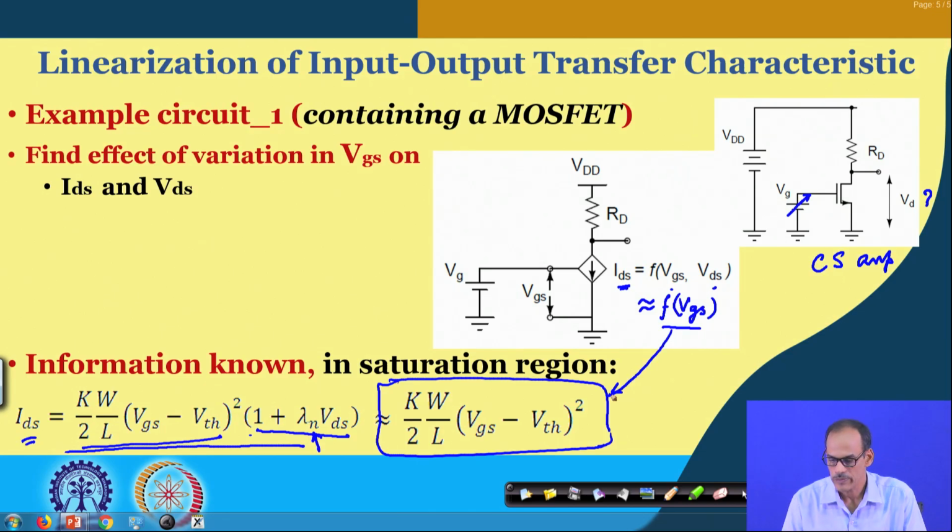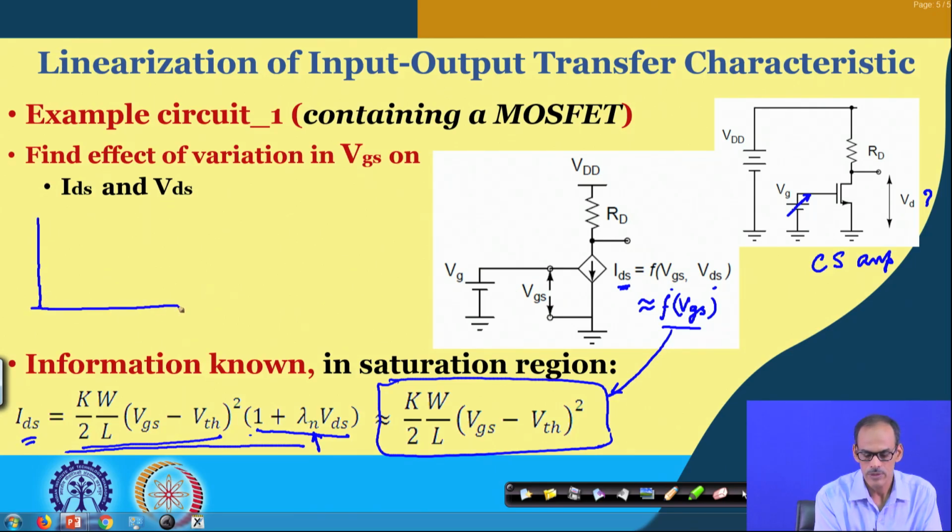Okay. So, how do we find the transfer characteristic? First of all, if we vary the Vgs or Vg, we know that this Ids will change, and the dependency here is square law.